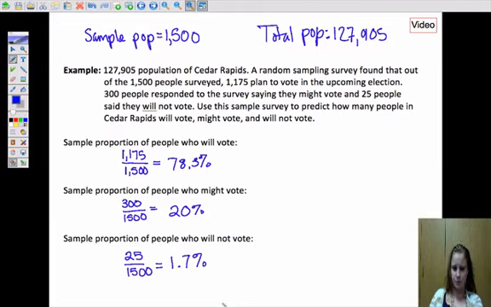All right? So then we can look at those. We have these different criteria of people will vote, might vote, not vote. Obviously, most are saying they will, 20% are saying they might, and 1.7%, almost 2%, are saying they will not. If we wanted to round even more, we could make this 78% and this 2%, but we'll go with it.